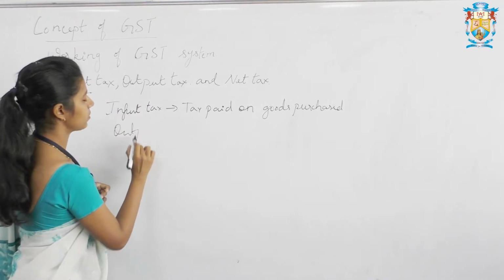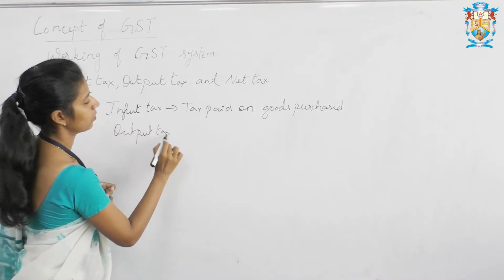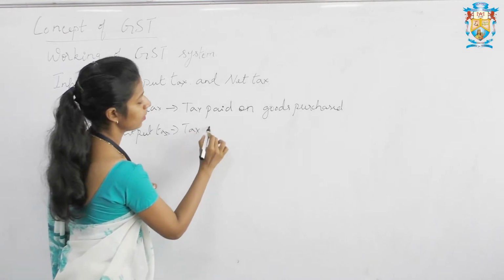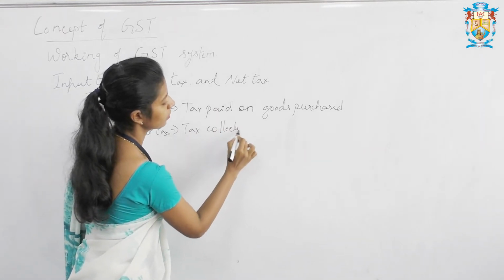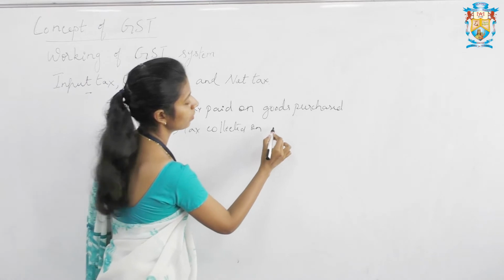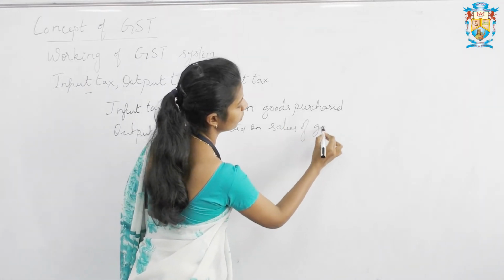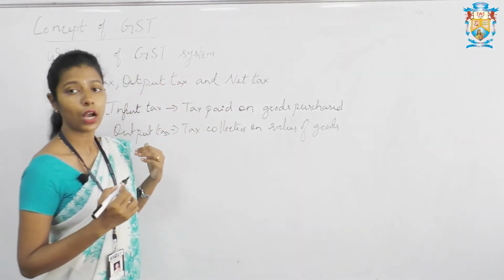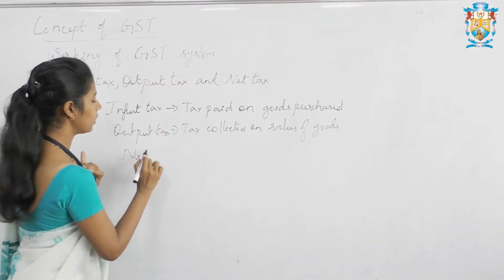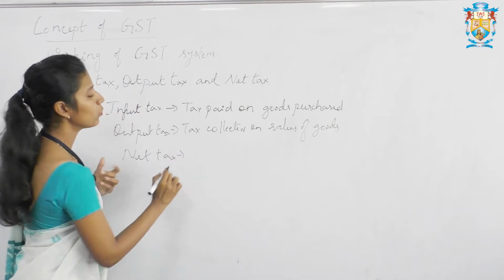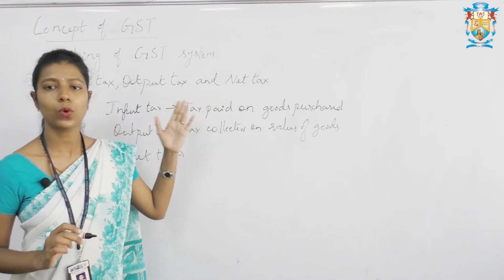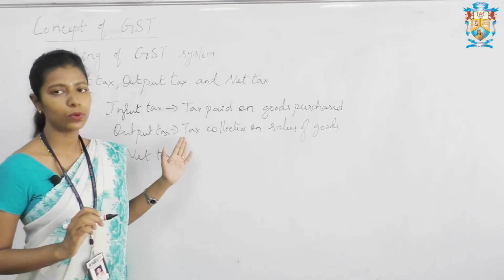What is the output tax? Tax collected on sales of goods is called output tax. And what is net tax? Before moving to the net tax, let me clear what is input tax and what is output tax.